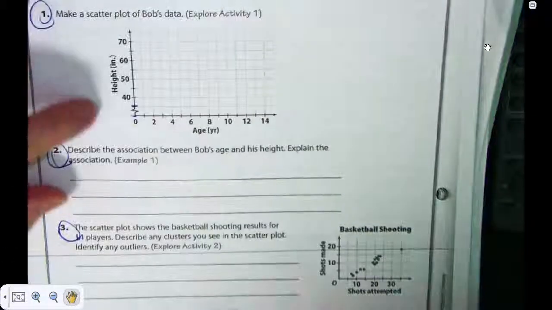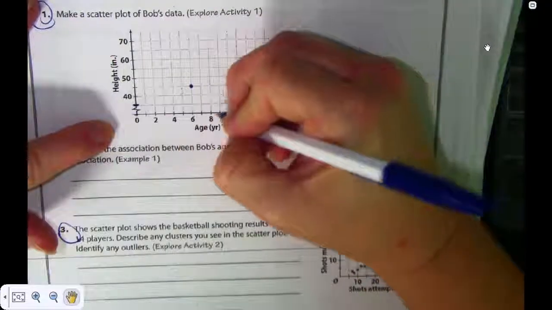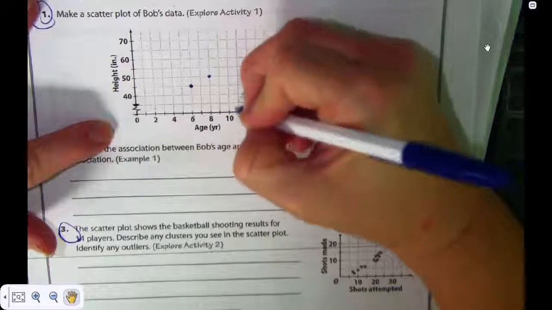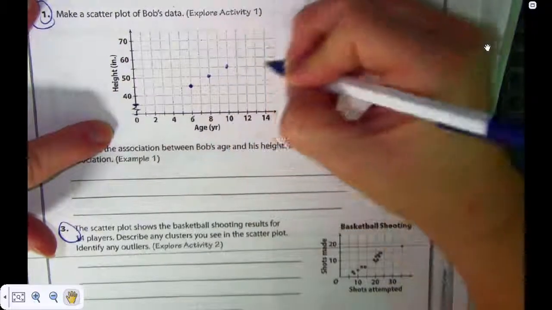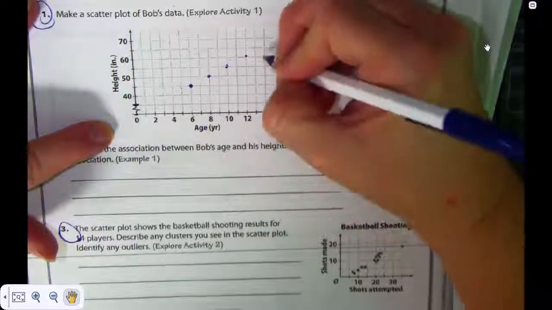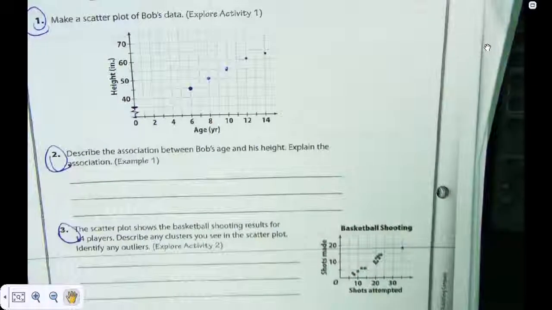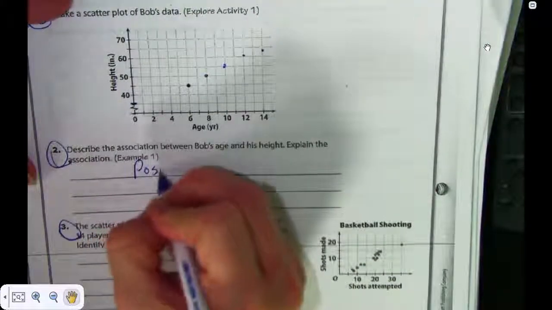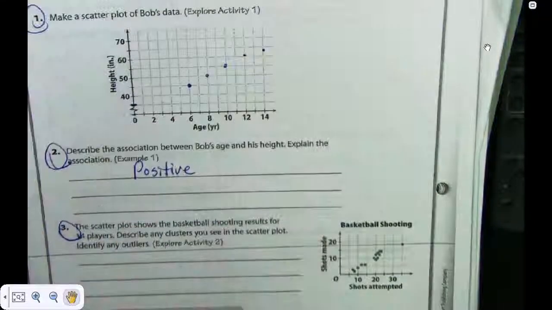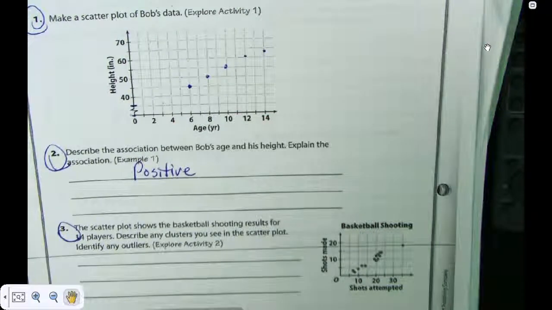Okay, on number 1, 6 is what? 45. 8 is 50. 10. 12. So about right there. And 14 is 60. About right there. Okay, so what's the association? Well, first, Isaac, we need to say positive.